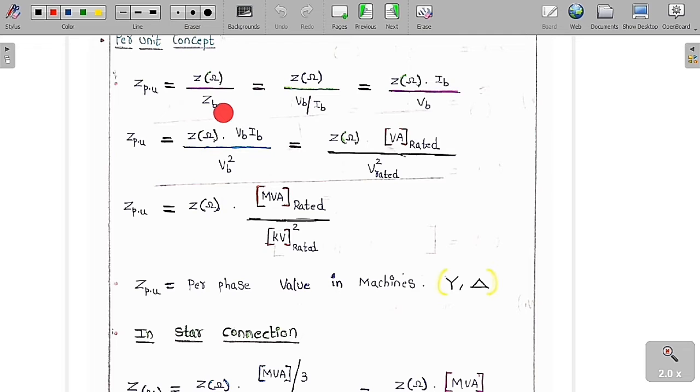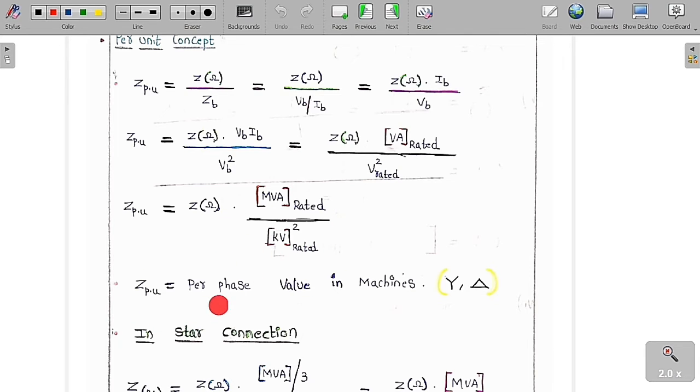So we can write Z base is equal to V base by I base, or another format, which is equal to V base whole square by S base. So you can go for anything, we are going to get the same result. Per unit is equal to actual value by base value. Z base is equal to V base by I base, or V base whole square by S base. So you can go for any of them, you are going to get the same result. In this fashion, you are going to get different formulas.